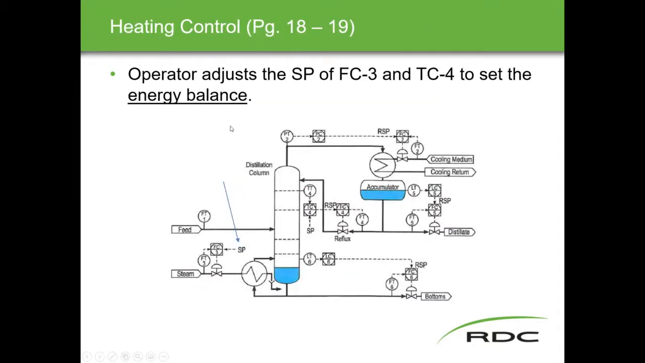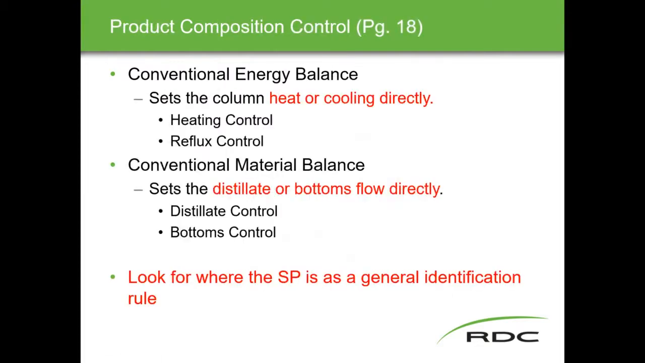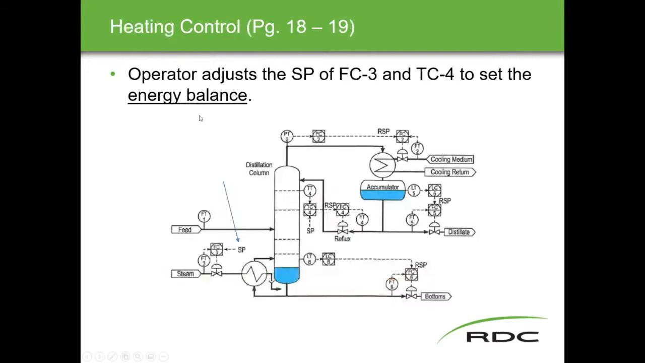Okay, so let's see if my theory holds true. Heating control. If I said heating control is a component of what type of composition control scheme, you'd say, oh, it's energy balance. Heating and reflux are energy balance. So the operator adjusts the set points of FC3 and TC4 in order to set the energy balance. What is the energy in this case? Energy is steam. So FC3 is controlling the flow of the steam, or the heat in this case, and TC4, which is over here, is the temperature in the column.